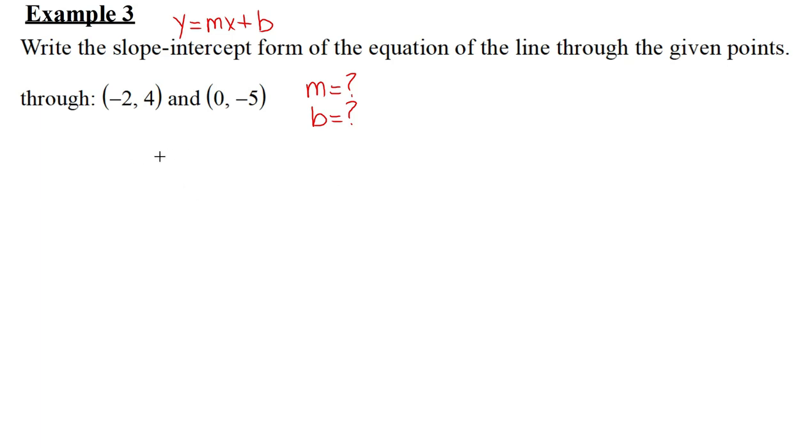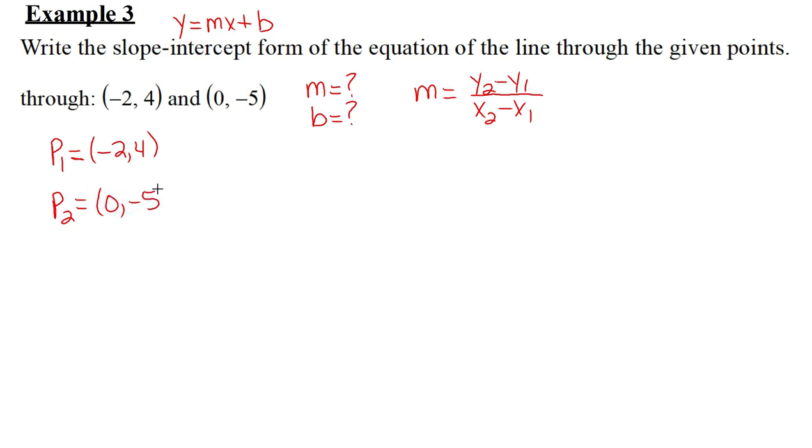So with this particular problem, the first thing I'm going to look for is the slope, m. And I can use the equation m equals y2 minus y1 over x2 minus x1 in order to solve. So I'm going to choose one of my points as point 1, and I'm going to choose the other point as point 2. Now it doesn't matter which one you label as point 1 and point 2.